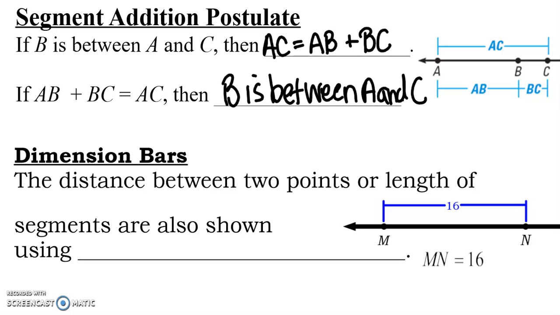Dimension bars, this is just notation. The distance between 2 points or length of segments are also shown using dimension bars. This is how we show, hey, we're talking about this whole segment here. So from M to N, the length is 16. So we say MN equals 16.